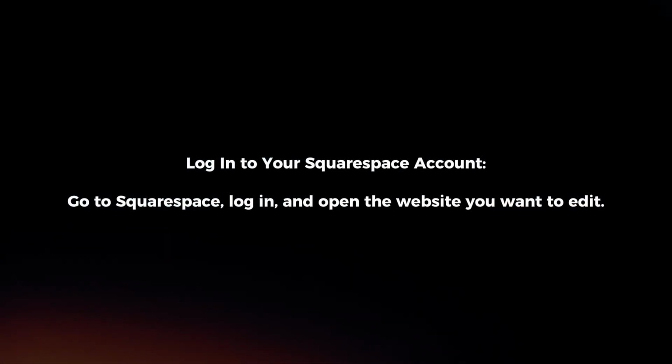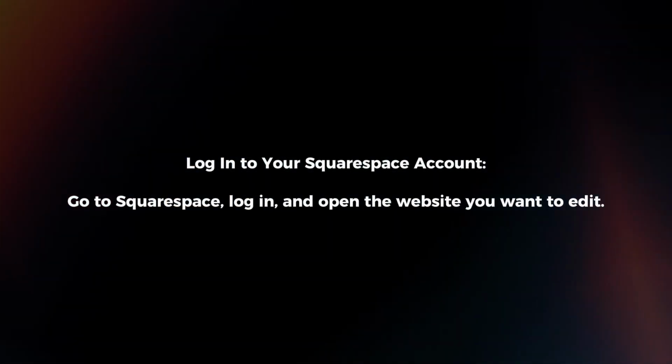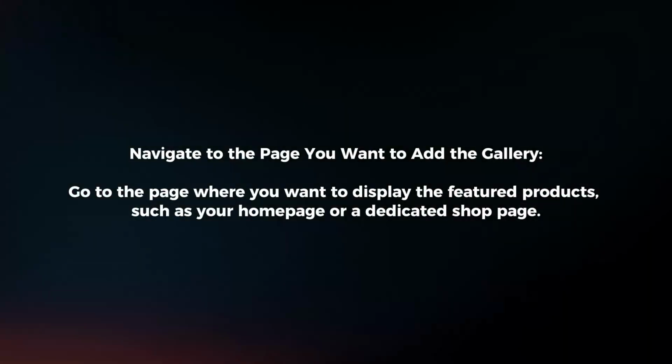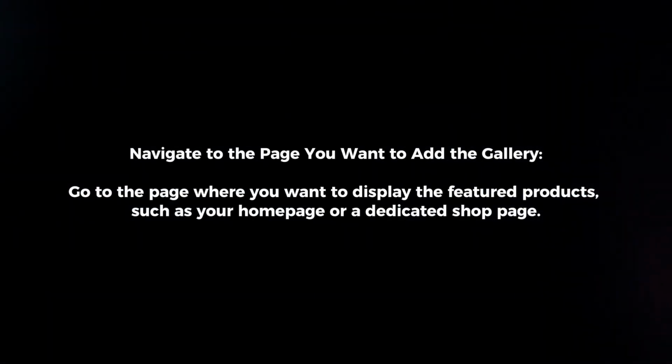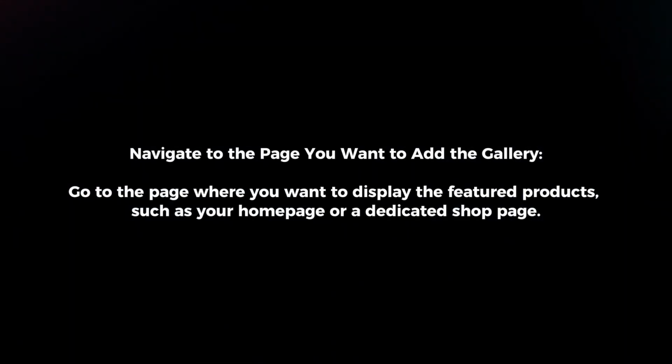Log into your Squarespace account. Go to Squarespace, log in and open the website you want to edit. Navigate to the page you want to add the gallery. Go to the page where you want to display the featured products, such as your homepage or dedicated shop page.